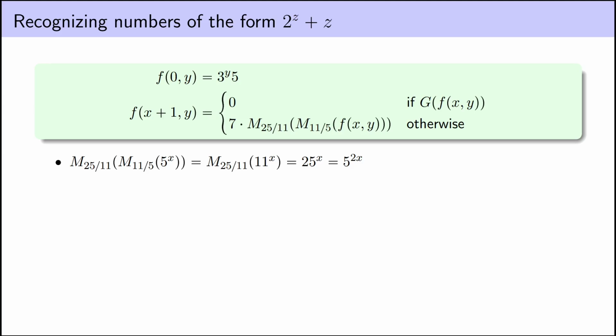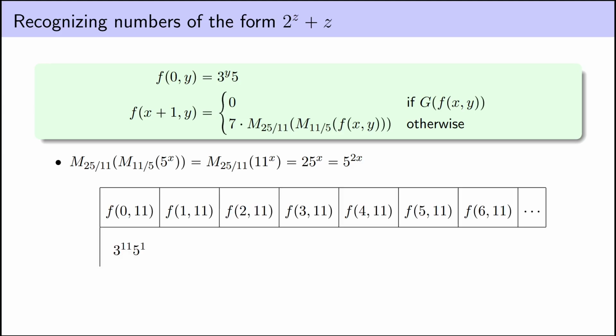Our series of m functions here do a clever thing. They turn all of the factors of 5 in an input into 11s, right? M sub 11/5 of 5 to the x is 11 to the x, and then turn those factors back into 5s, but twice as many 5s. So every time we go around our loop, the exponent of 5 in our prime factorization will double, and by multiplying by 7, we'll add 1 to the exponent of 7 as well.